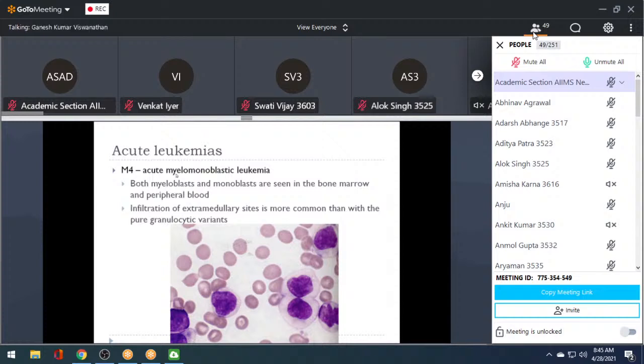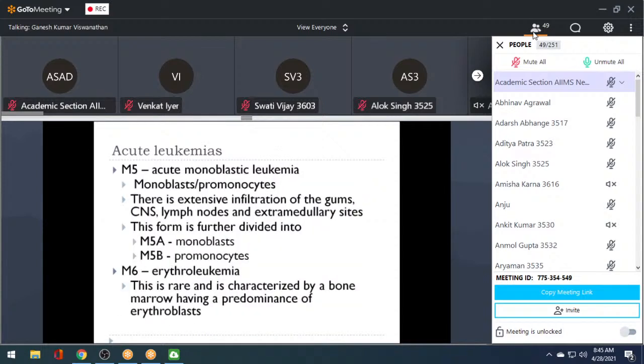The fourth type is acute myelomonocytic leukemia. Monocytes are normal cells present in the peripheral blood, and they arise from a progenitor called the monoblast. When the cancer involves the monoblast, we can get myelomonocytic leukemia or monoblastic leukemia. So this is M4 and M5. M5 is acute monoblastic leukemia.